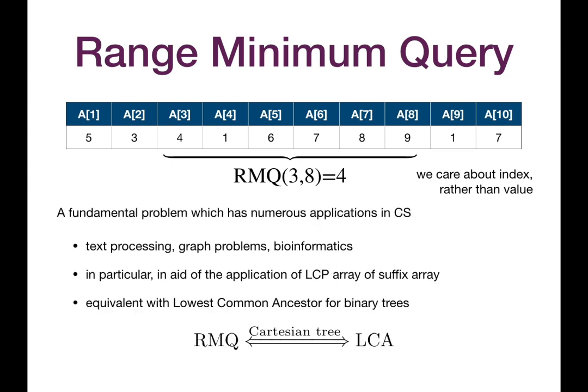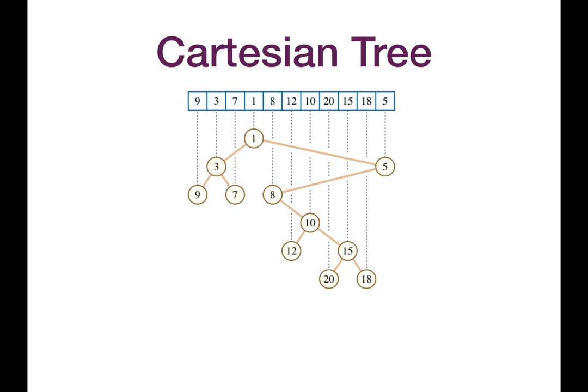RMQ is a fundamental problem, which has numerous applications in computer science, including text processing, graph problems, and bioinformatics. In particular, RMQ is a critical component in the application of the longest common prefix array in suffix arrays. RMQ is equivalent to the lowest common ancestor problem for binary trees. The equivalence is established via a structure named the Cartesian tree. The Cartesian tree was introduced by Vuillemin in 1980.